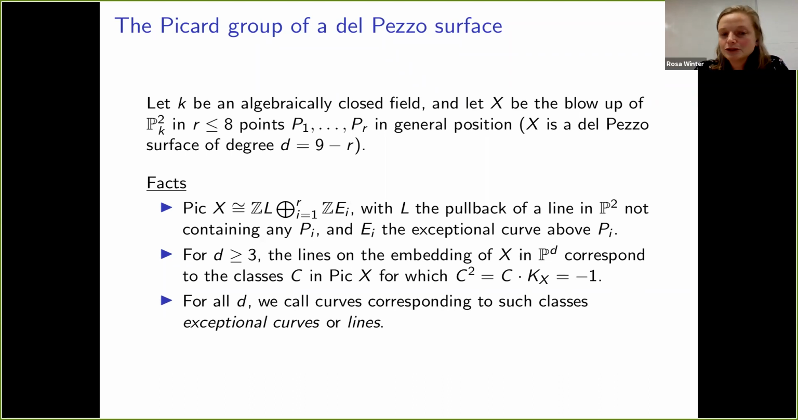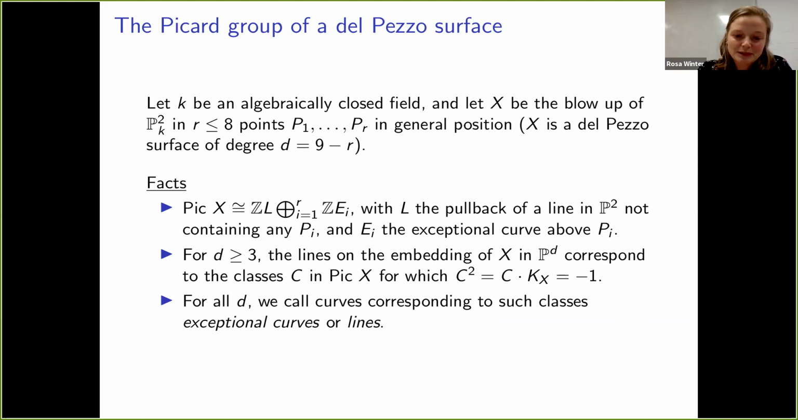So in general, also for degrees 1 and 2, we call curves that correspond to such classes in the Picard group, so that have self-intersection -1 and that intersect the canonical divisor with intersection -1, exceptional curves, but often we also call them lines. In this talk, I'll probably switch a bit. I try to be consistent with exceptional curves, but for degrees 1 and 2, even though they're not really lines, we usually call them lines.